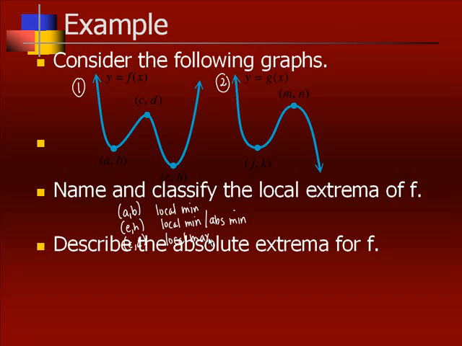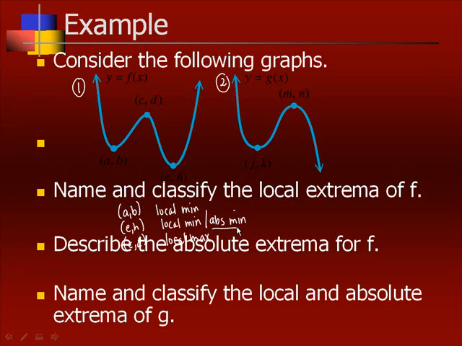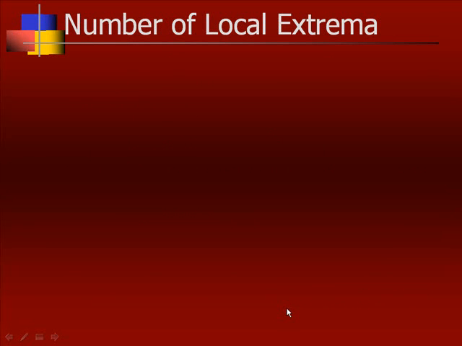Now, describe the absolute extrema for F. Well, we just did that, didn't we? EH was the absolute min. There were no other absolutes. Now, name and classify the local and absolute extrema of G. Well, MN is the local max because it's highest for that area, but it's not the highest point. JK is the local min. It's the lowest, but it's not the lowest for the entire graph.